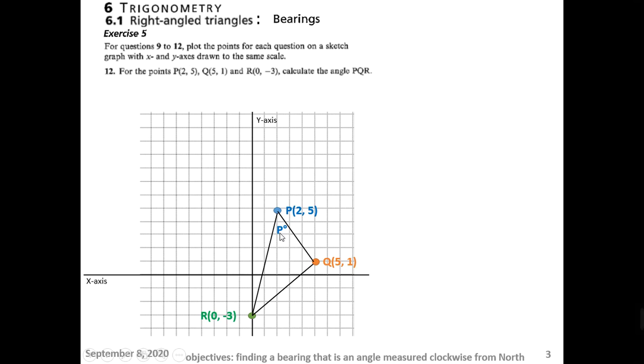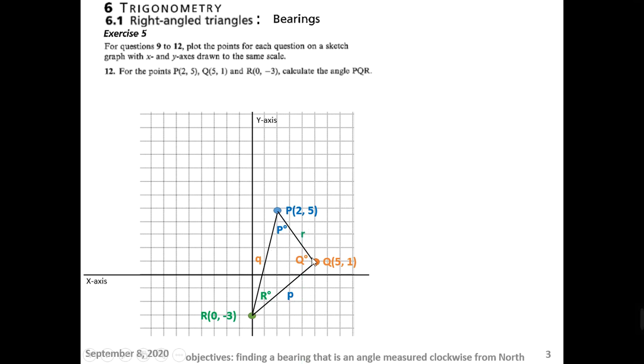If this is angle P, then the opposite side to angle P is P small. This is the opposite side to angle P. If this is angle Q, then the opposite side to angle Q is this side, PR. If this is angle capital R, then the opposite side to angle R is PQ. So this is small r.